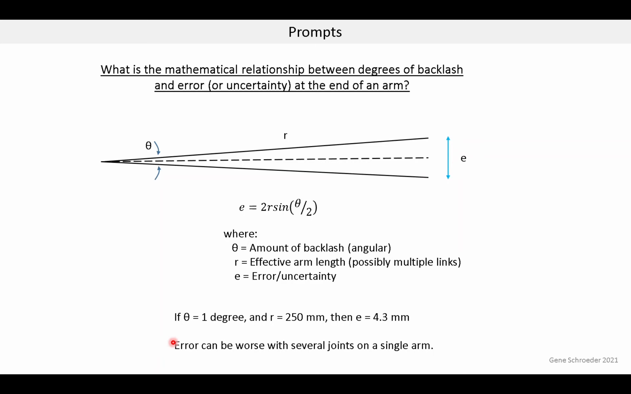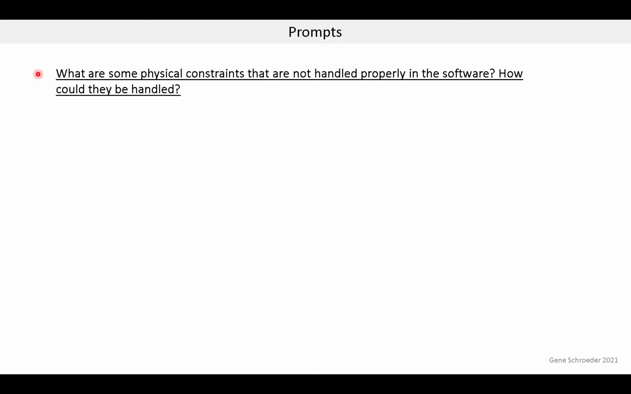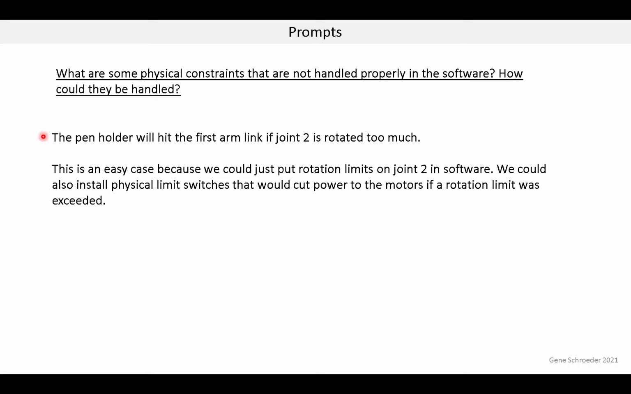And I mentioned here, error can be worse with several joints on a single arm. In our case, we actually have another joint about halfway through, and I believe that will then enlarge this uncertainty range. What are some physical constraints that are not handled properly in the software? How could they be handled? Well, there might be several, but the one that's obvious to me is if you rotate joint 2 too much, the pen holder will hit the first arm link.